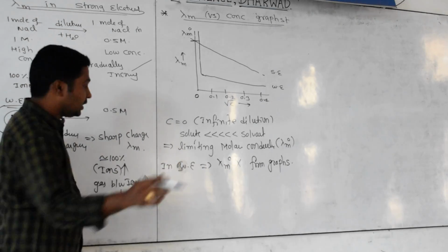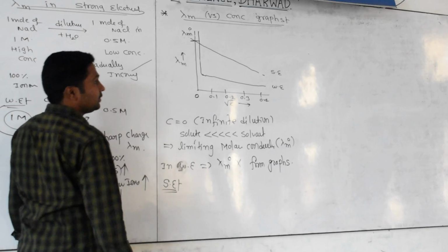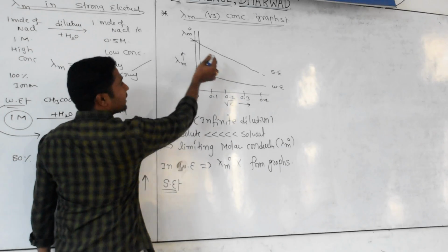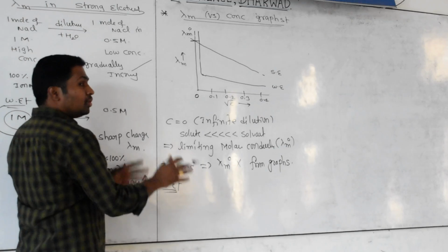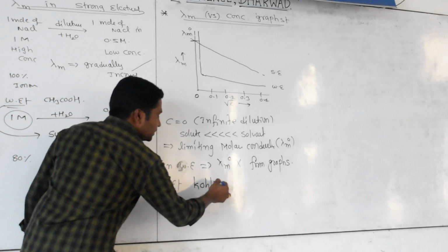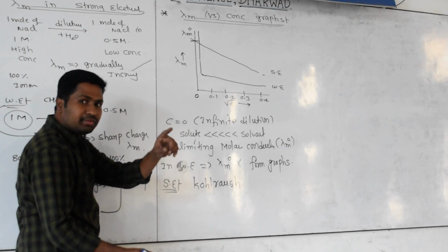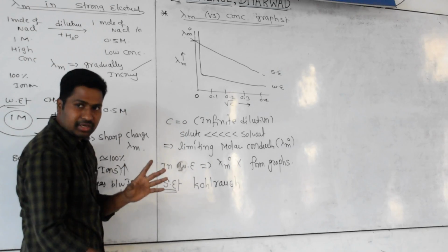Did you get clarity? For strong electrolytes only we can get the limiting molar conductivity from the graph, but not for weak electrolytes. Now I will explain something regarding the strong electrolyte from this graph. For the strong electrolyte we get a straight line, yes or no? Later, one of the scientists, Kohlrausch, proposed a relation between molar conductivity and the concentration of the solution.